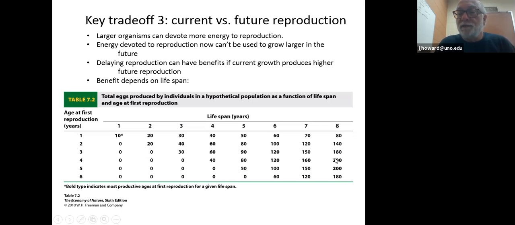This is a much greater difference in fitness. So if you can live a long time, it pays to delay reproduction. If you can expect to be eaten before you reach year 2, then you better reproduce right away. Okay.